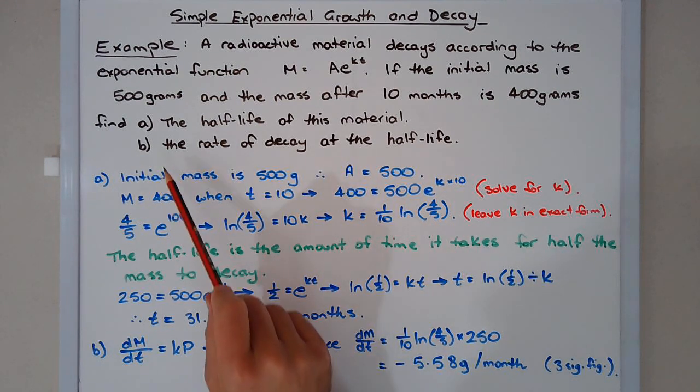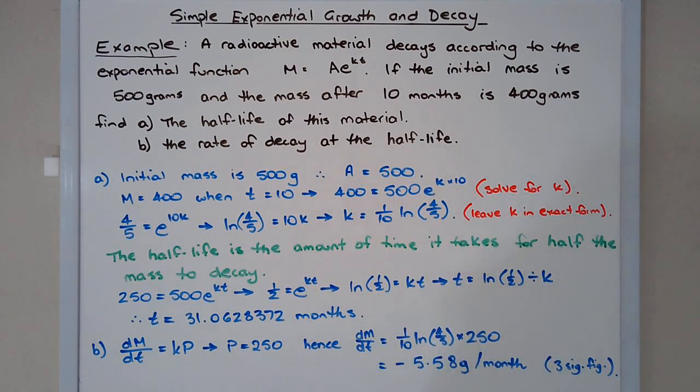Now, for part B, the rate of decay at the half-life. So dm/dt is equal to kP. And we know that P is equal to 250. So at the half-life, the mass of the material is 250. So we can substitute this value directly into this differential equation. So P is equal to 250. K is this value here, which we've evaluated earlier.